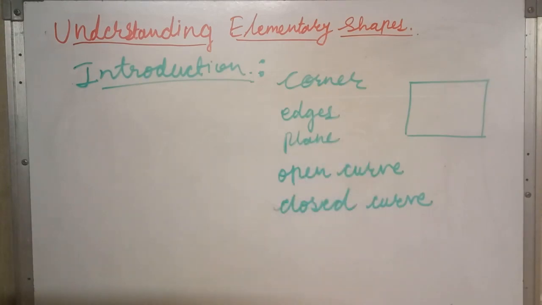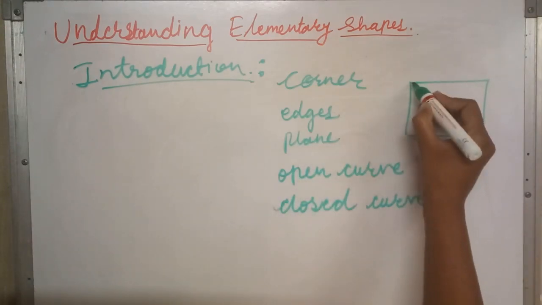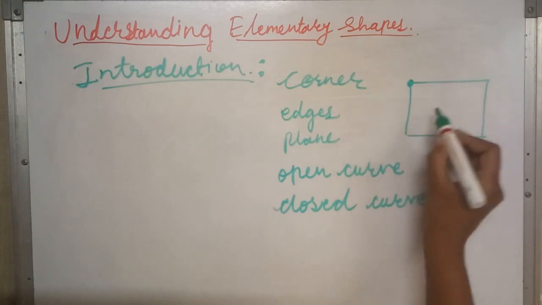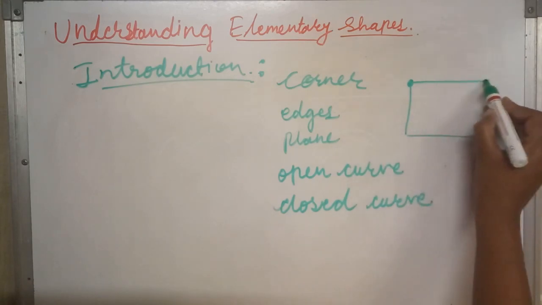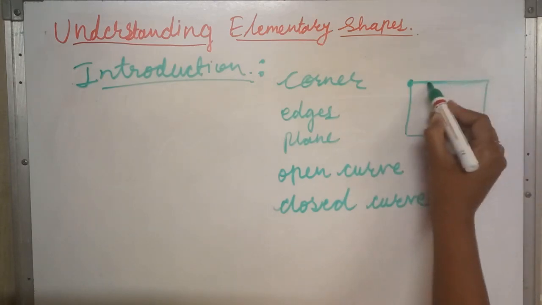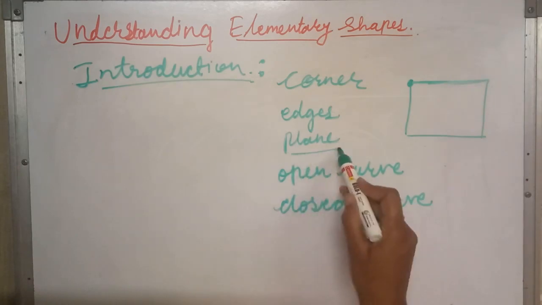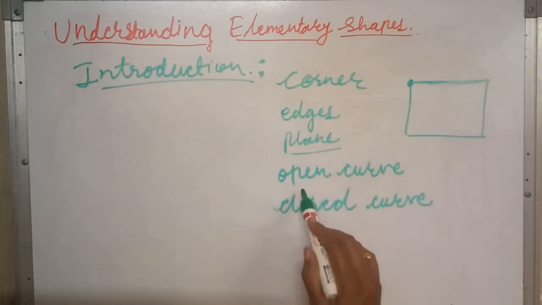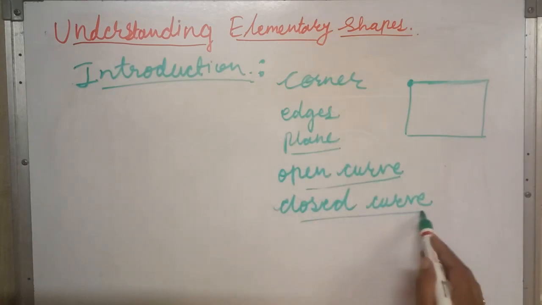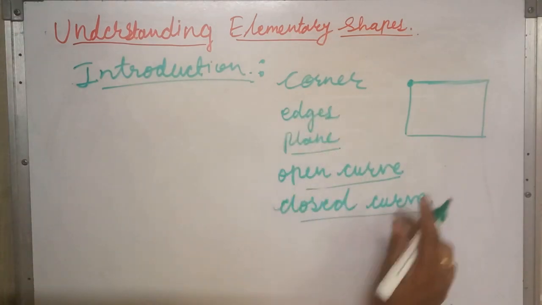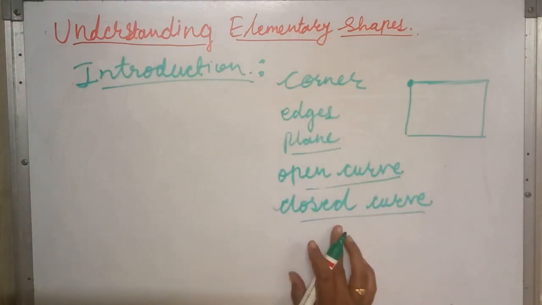We can see corners around us. This is the corner. Edges. This is the edge where two surfaces intersect. Then plane, we have discussed. Then open curve and closed curve. Means these are all shapes we will observe around us.